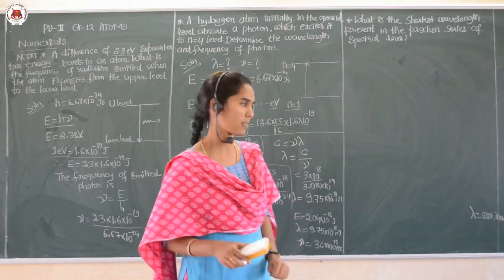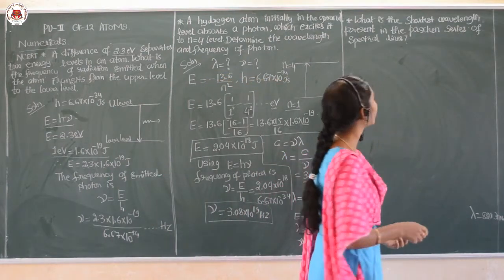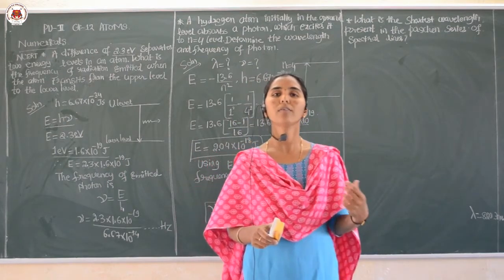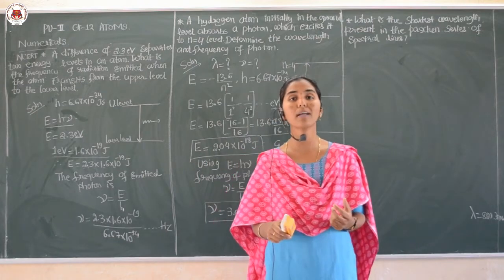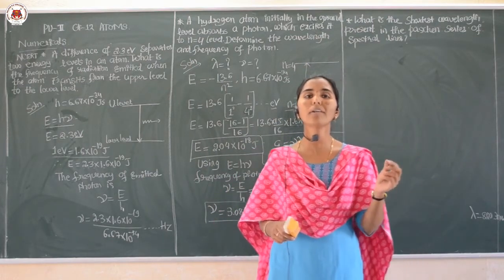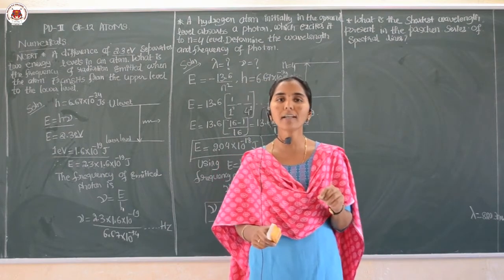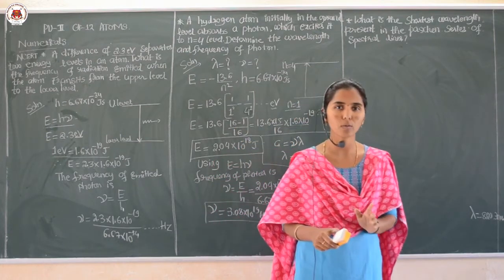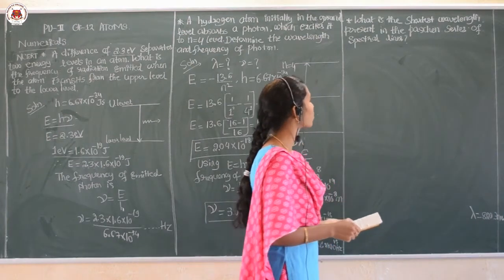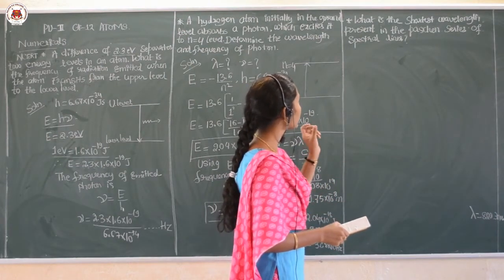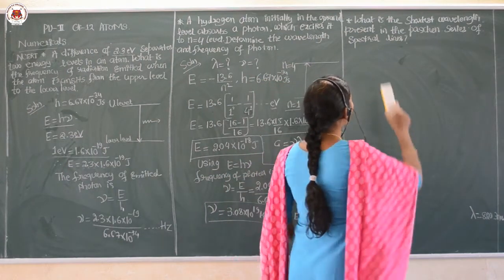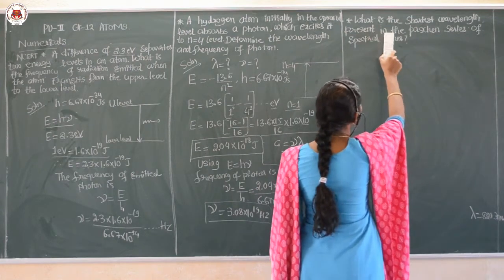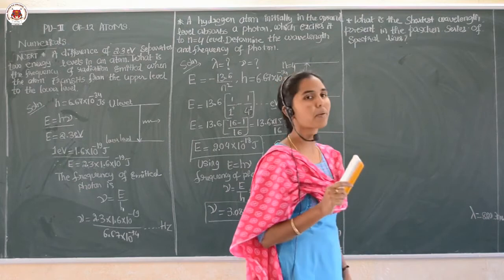Am I clear? Yes. Then let us move to the next numerical, which is related to the Paschen series. When you are going for the spectral series, we know which formula we need to focus on more: 1 upon lambda is equal to R into 1 upon n1 square minus 1 upon n2 square. Let us solve the numerical now. The question is, what is the shortest wavelength present in the Paschen series of spectral lines?